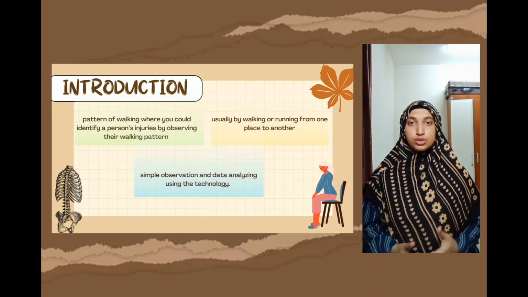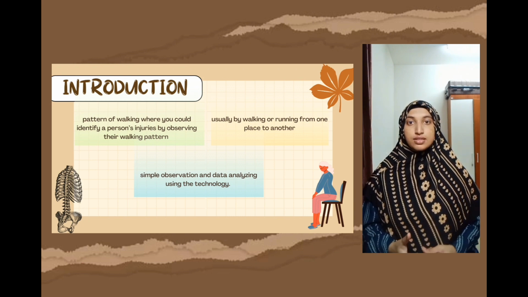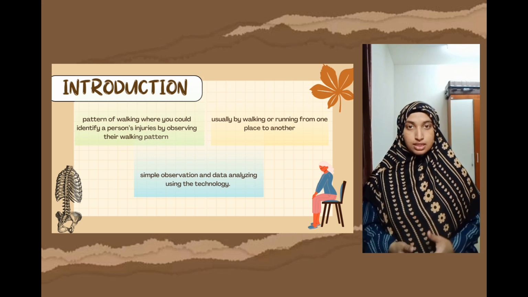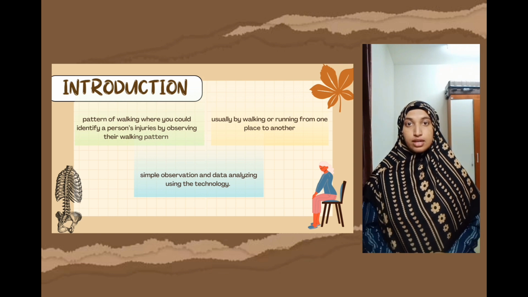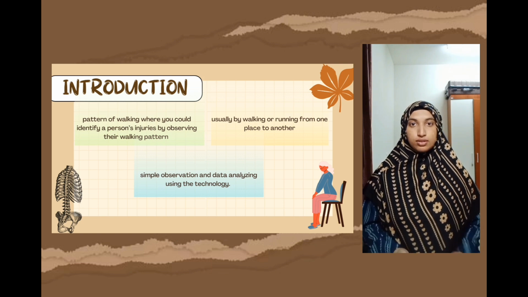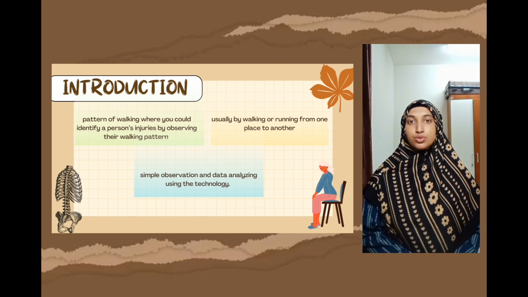Now, I would like to do the introduction for gait analysis. Gait is someone's walking pattern, where we could identify whether that person has injuries which lead to an abnormal walking pattern. This is because if the person sustained prior injuries that affect their brain, spinal cord, or leg, it could lead to changes in their walking. This analysis could be done by asking the client to run or simply watching them walk.